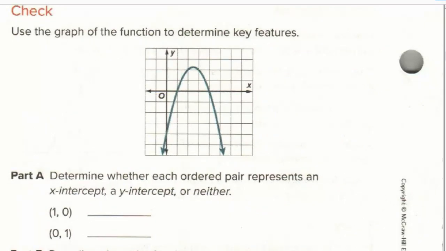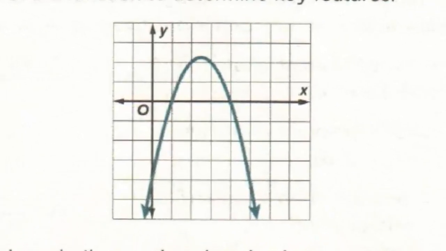Okay, for this one we want to use the graph of the function to determine the key features. Okay, so part A, determine whether each ordered pair represents an x-intercept, y-intercept, or neither. Okay, so 1, 0, so that's to the right 1, up 0, so that point would be right here, and that would be an x-intercept.